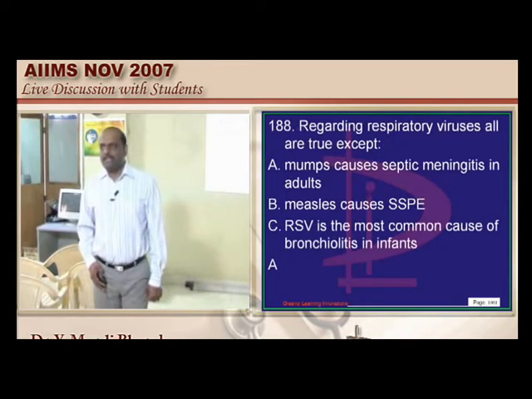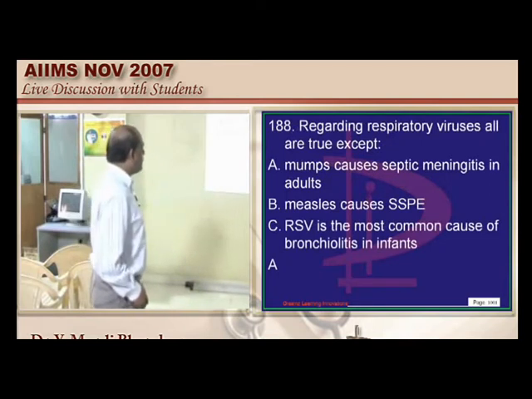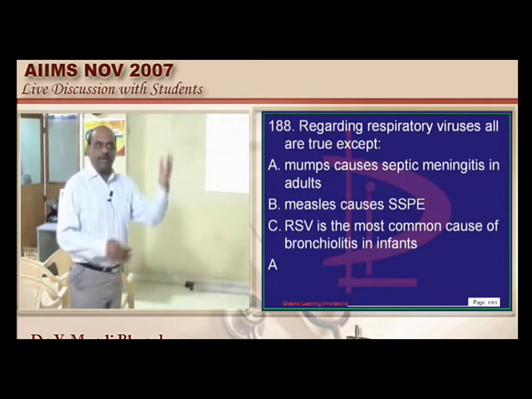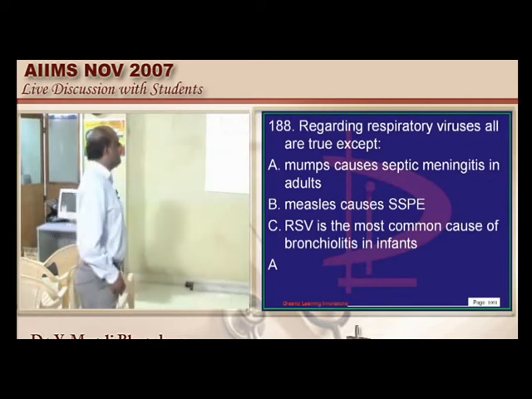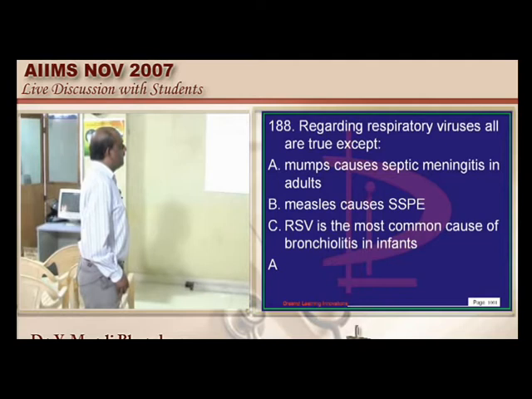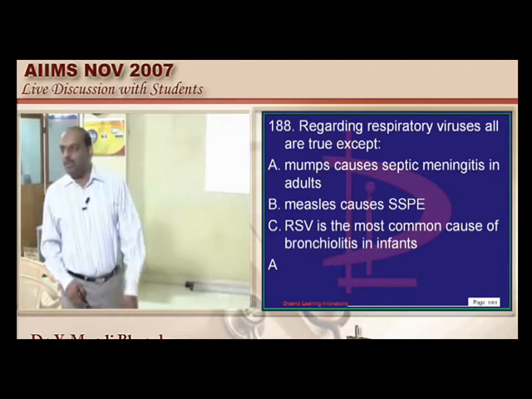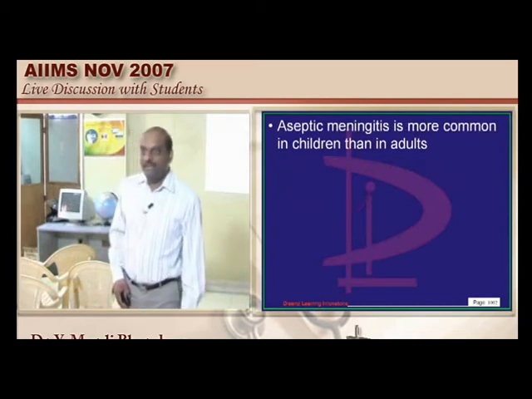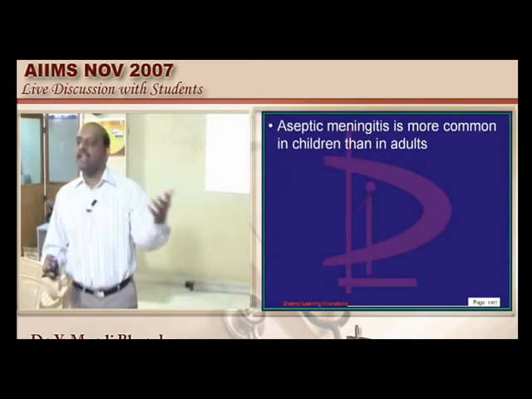Respiratory viruses, let us talk about them. Respiratory syncytial virus, definitely bronchiolitis, it is the most common cause. Measles late complication can be subacute sclerosing panencephalitis. Was it septic or aseptic? What was given in the exam, doctor? Aseptic was given? Septic. Then it is like a striptease.